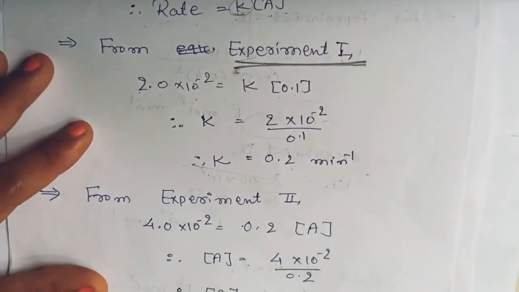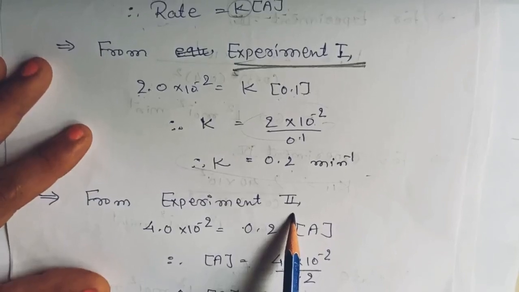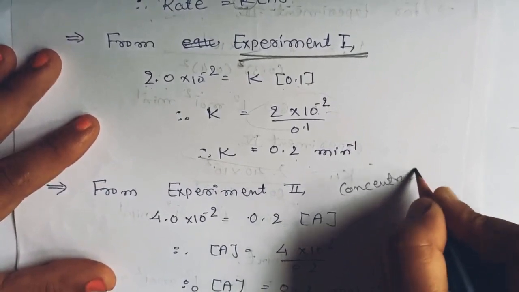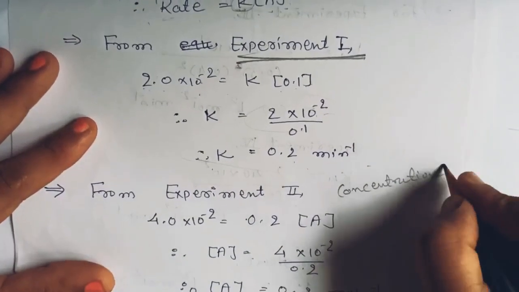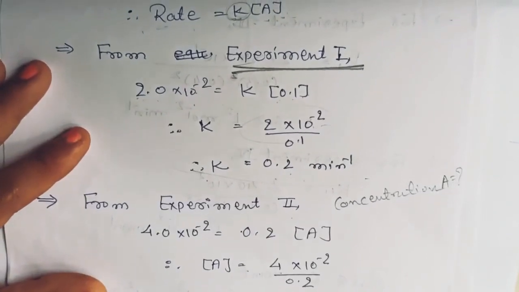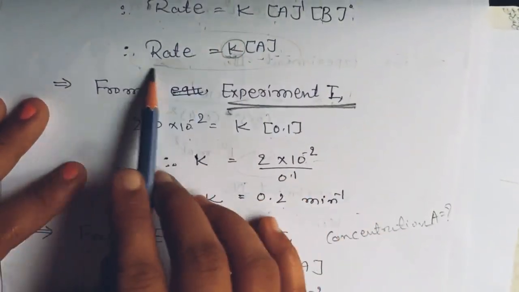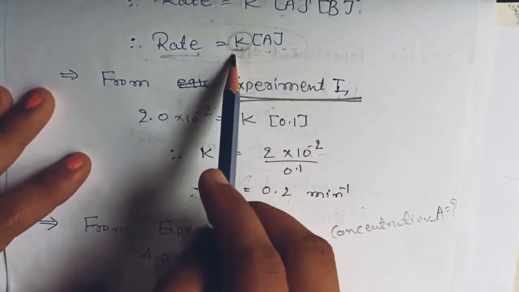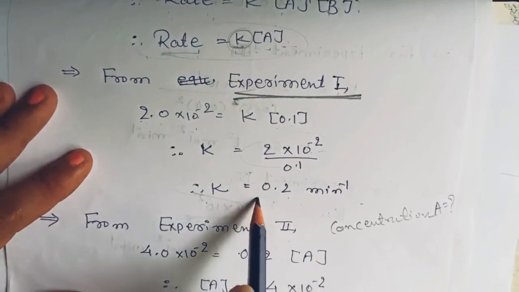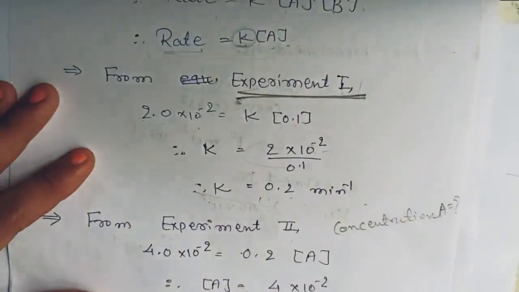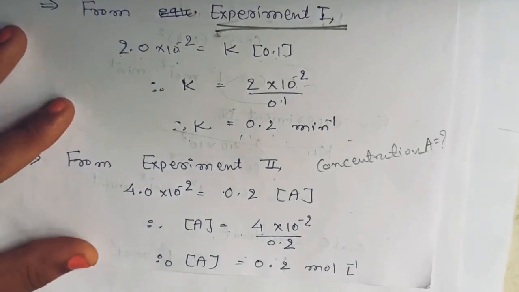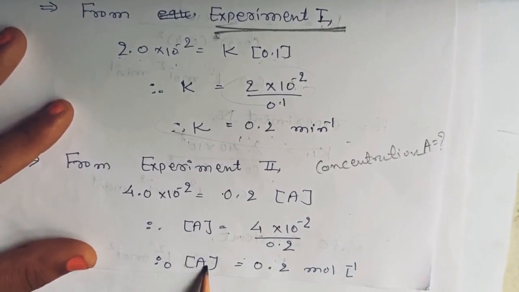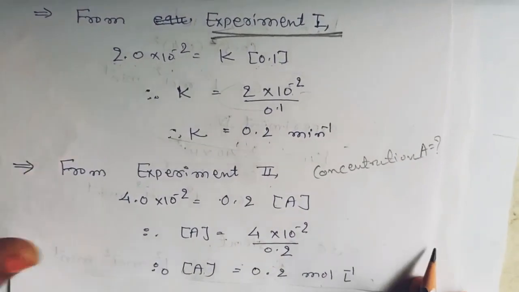Now from experiment 2, in which you have to identify the concentration of A, you have to find the concentration of A. You can similarly use that rate law equation in which you replace the value of rate and also the value of the rate constant which you already calculated, right? So you can easily find the concentration of A. You just have to simplify that term and you will get the concentration of A as 0.2 mole per liter.